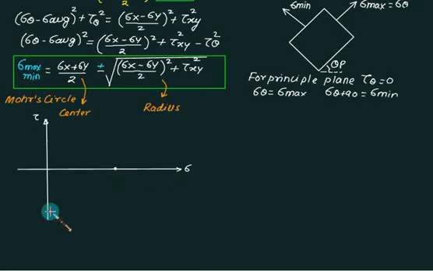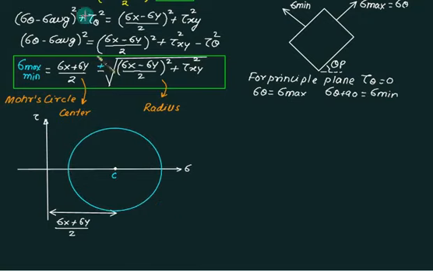This distance you have to mark is equal to (sigma x plus sigma y) by 2. If the value is negative, then you have to mark on the other side, so that axis will take care of it. Once you mark this, then with this as the center and this radius, draw a full circle, something like this. This radius is equal to the square root of ((sigma x minus sigma y) by 2) whole square plus tau xy square.